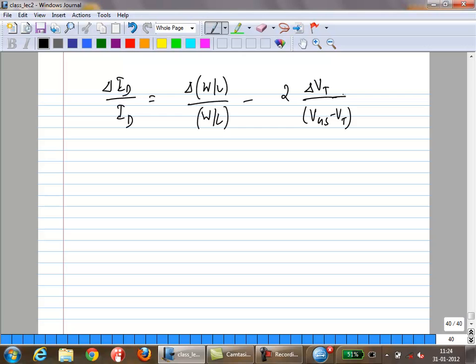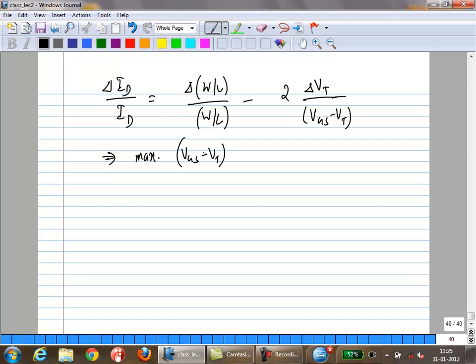What does this mean? If you want to minimize the mismatch between the two output currents, you now need to maximize VGS minus VT. Unlike the differential amplifier case, here you are interested in the overall output mismatch. And of course, this comes with the same problems as before. Now you have to worry about headroom and so on.